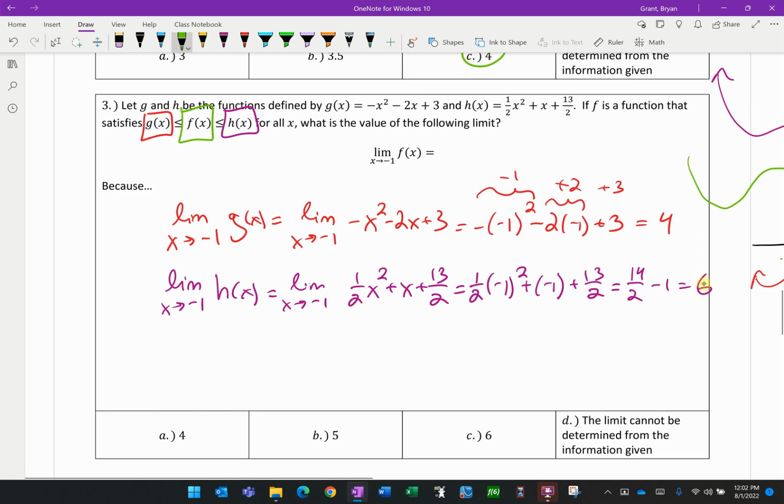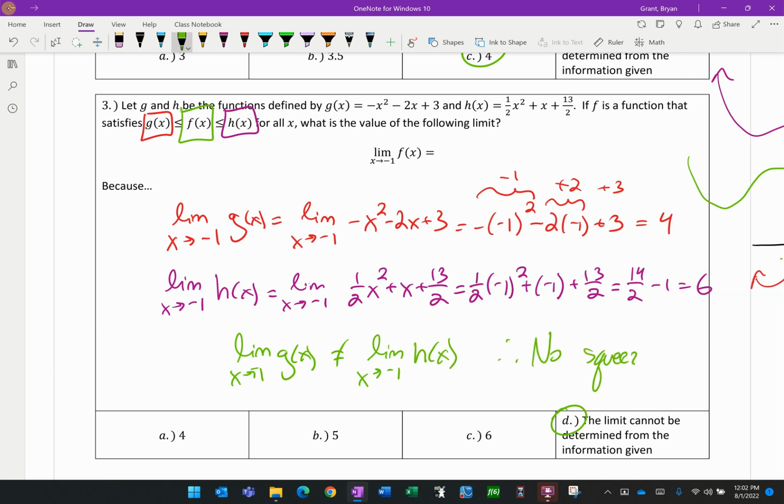And so if the two limits are not equal, we cannot apply the squeeze theorem, and we say the limit cannot be determined. So the limit as we approach -1 of g of x is not equal to the limit as we approach -1 of h of x. Therefore, no squeeze theorem.